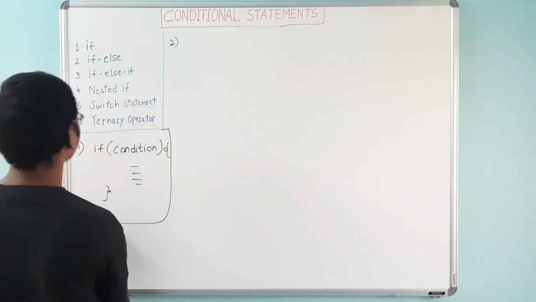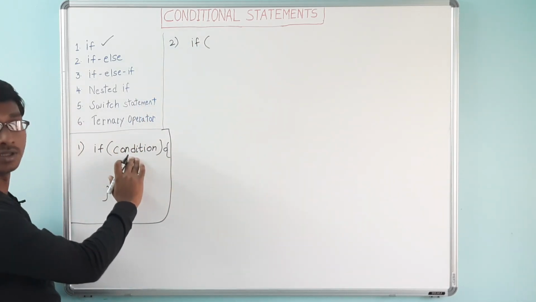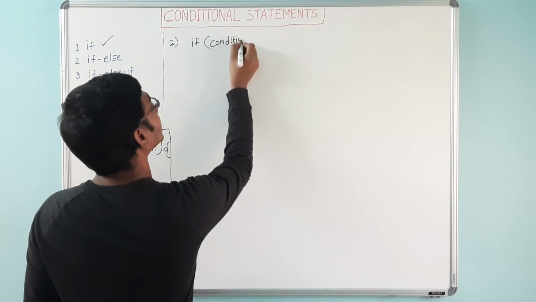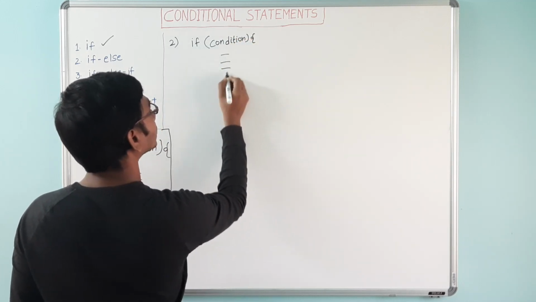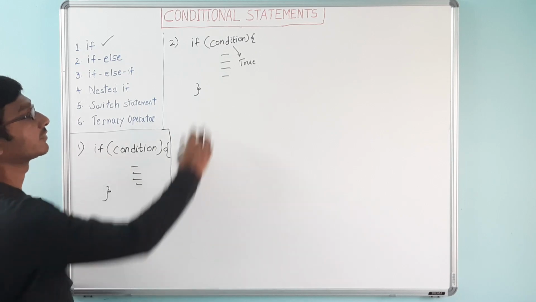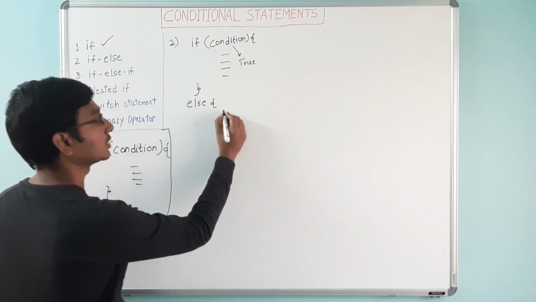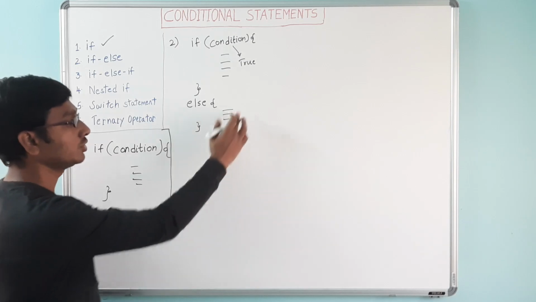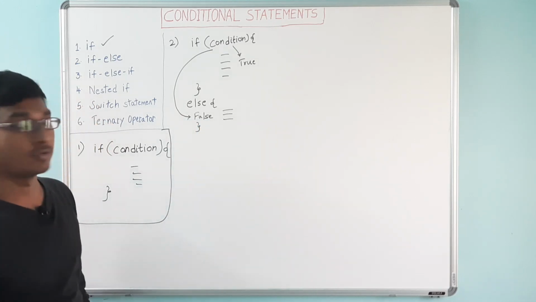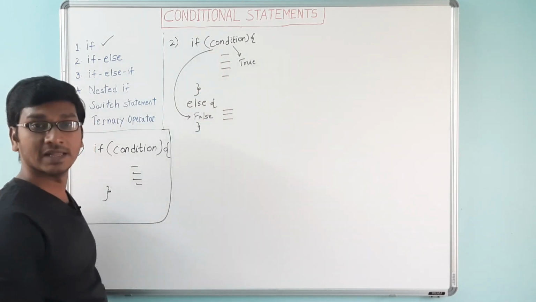Next one is if else. We are done with if. Next is if else. What if this condition is false? I want to execute some other set of code. If this condition is true, we are going to execute this block of code. What if this condition is false? I want to execute another block of code. So in that case, we can use this else block to execute some other piece of code if this condition is false. So we want to take different actions if the condition is true and if the condition is false. In that case, we can use the if else statement.